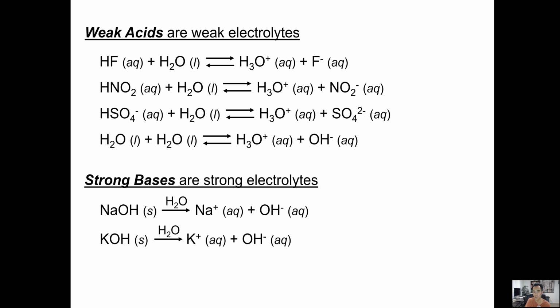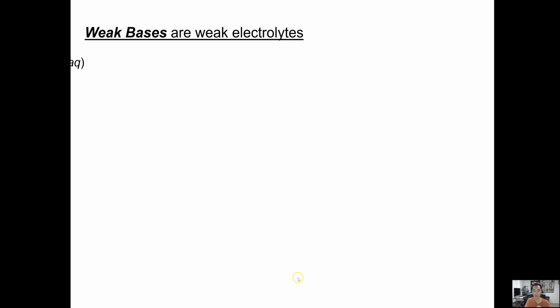So K plus and OH minus. Barium hydroxide is another one, and again, definitely we have that idea of your barium and your hydroxide ions being formed, and so make sure you're aware of those. Okay, now on the weak side, here's an example of a weak one.